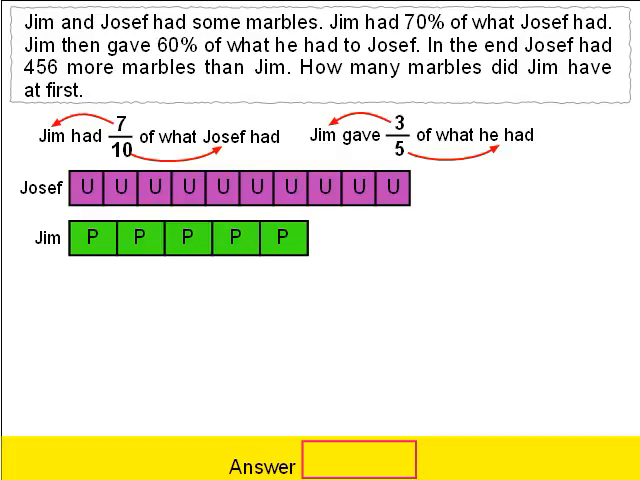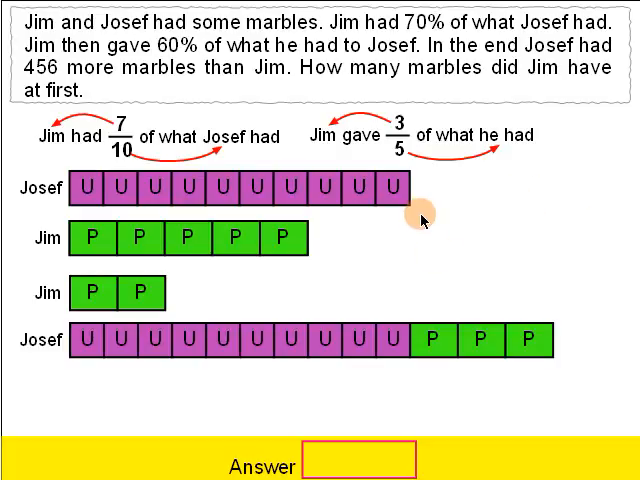That's what it means. So after giving away 3 parts to Joseph, in the end, Jim will have only 2 parts left. And therefore, in the end, Joseph will have the 10 units he had at first, plus the 3 parts from Jim. Then the question says that in the end, as such, Joseph had 456 more marbles than Jim. So Joseph's model in the end compared to Jim's model is 456 more. So this is where I put in the information.